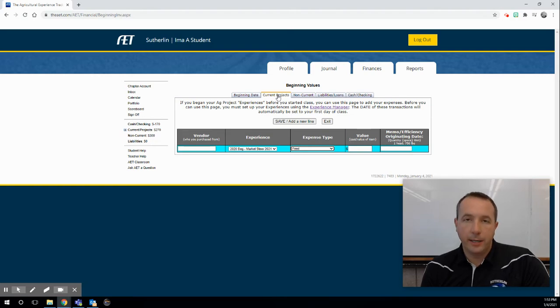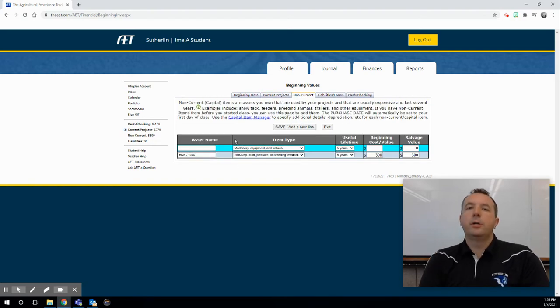When you're done with that, whether you had anything or not, you go to non-current. What non-current items did you own that had value the first day of ag? So if you had breeding animals that you already owned when you walked in, we need to claim those here. If you had equipment for already showing livestock, or for a welder, or for gardening equipment at home that you already had before you got here, you need to claim that here. If it's yours, if it's your parents, don't worry about it. We're only worried about what's yours and part of your SAE. We also don't need to put in your clothes or your truck or car or anything like that. Your video game system, it's not part of it.